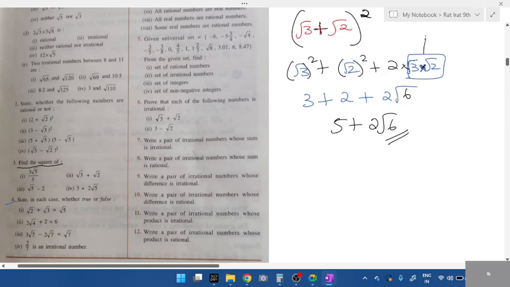Just now I taught what is root 3 into root 2. For multiplication, do you see like terms and unlike terms? No. We just take the roots and multiply: 3 twos are 6. Even that you're not able to answer.